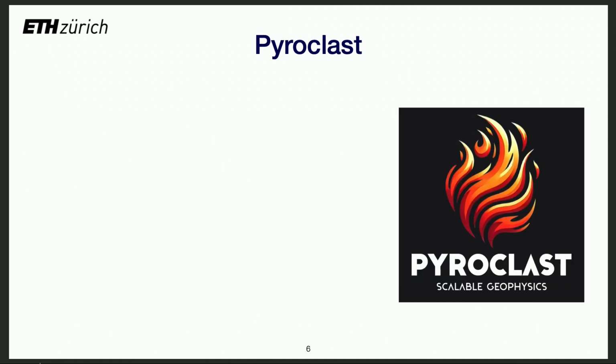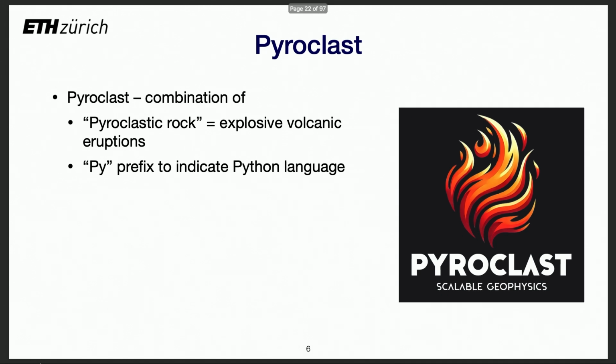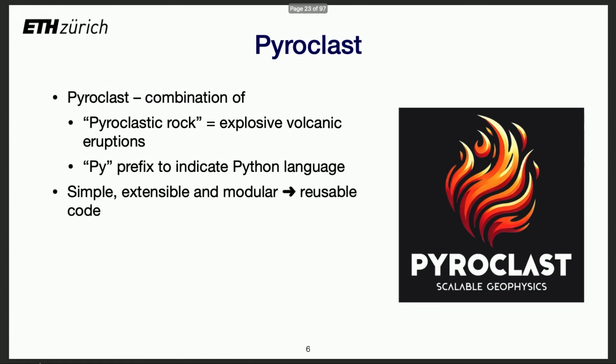And this is where I get to the software I've been building. I decided to name it Pyroclast, and the reason is it's a bit of a play on words. Pyroclastic rocks are the rocks that are shot out during explosive volcanic eruptions, and I found it kind of funny that it already started with the prefix "py", which is usually used to indicate some type of Python library or a project that is implemented in Python.